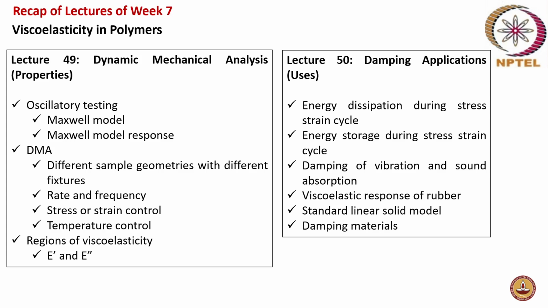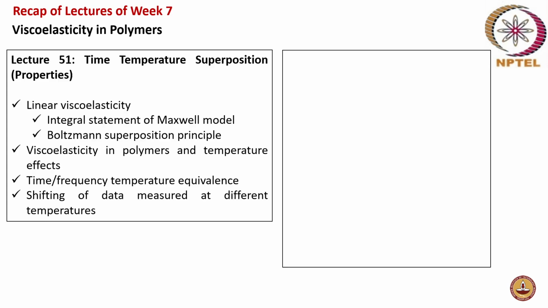And then damping of vibration and sound absorption was discussed. And how the viscoelastic response of polymers behaves was discussed in detail. Viscoelastic response of rubber was discussed in detail, and was also discussed based on the standard linear solid model. And then there was a discussion on damping materials with examples.